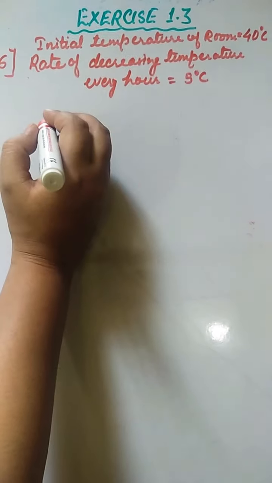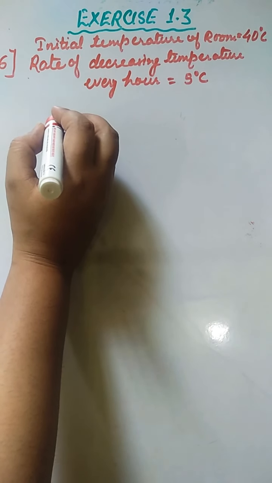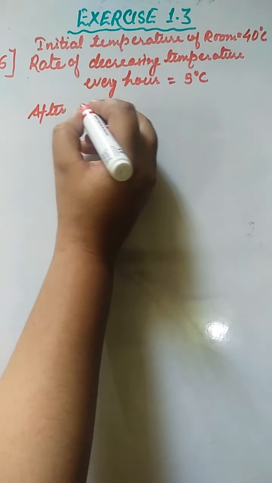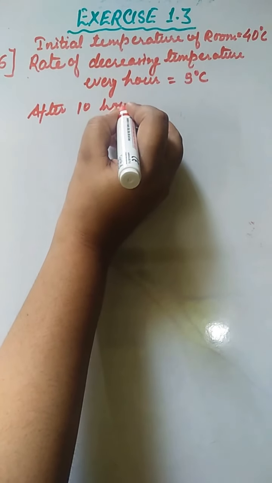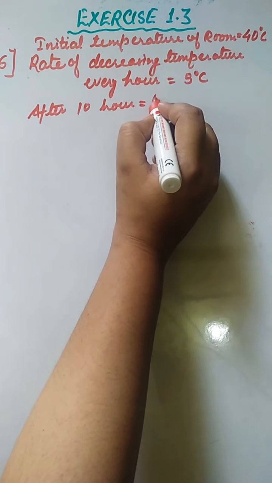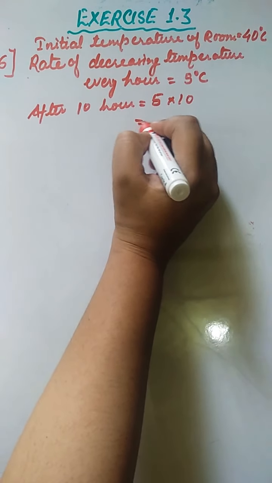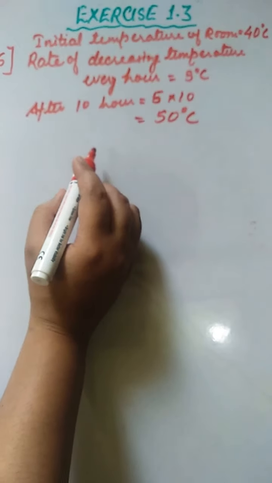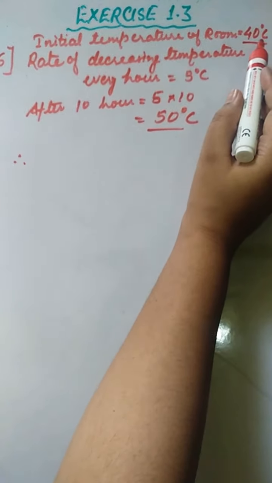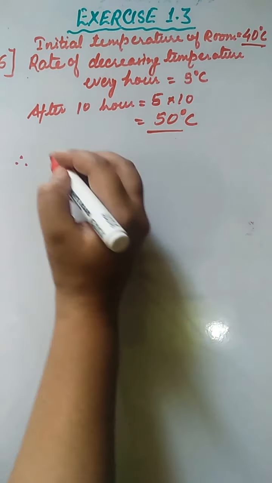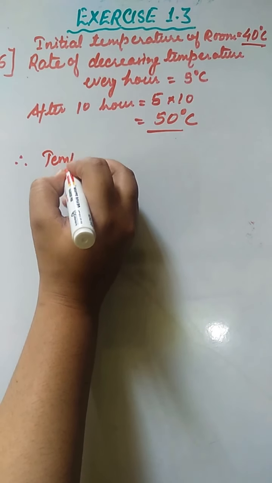So it is given that after 10 hours, find the temperature of the room. After 10 hours, how much temperature is decreased? 5 into 10, so 50 degrees is decreased. Decreased means you have to subtract from the initial temperature. The initial temperature of the room was 40 degrees Celsius, and it is decreased by 50 degrees Celsius. Therefore you have to subtract that.